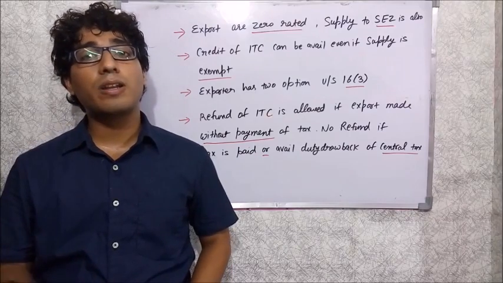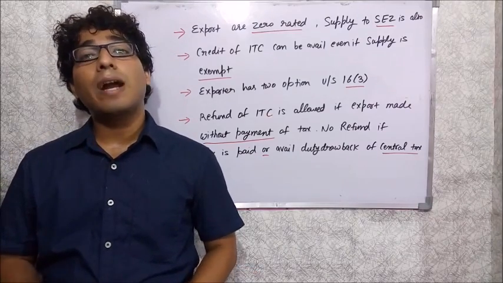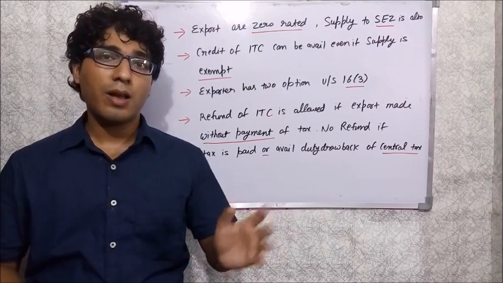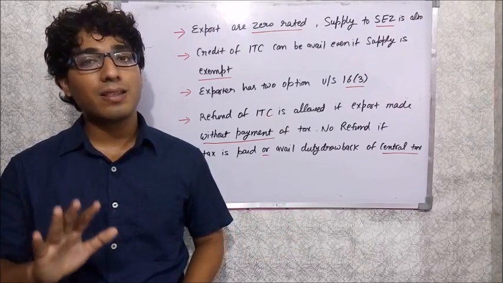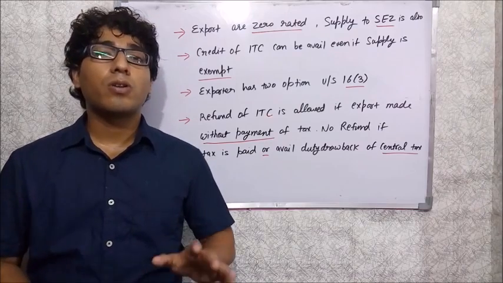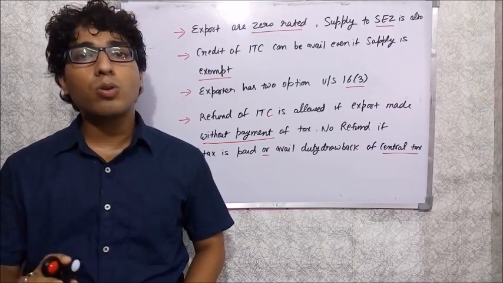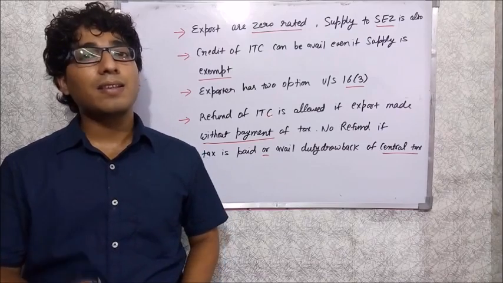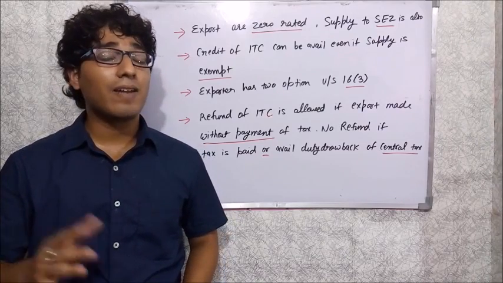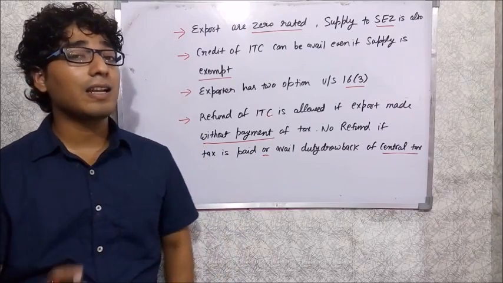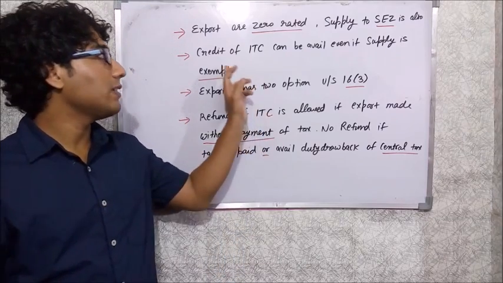Exempt and zero rated are very different concepts. It might be the case that your goods are taxable at a certain rate, but if you export them, that product is zero rated under GST. Also, if you are selling goods to an SEZ unit or SEZ developer, then also your supply is zero rated under GST, and that is provided under Section 16 of the IGST Act.